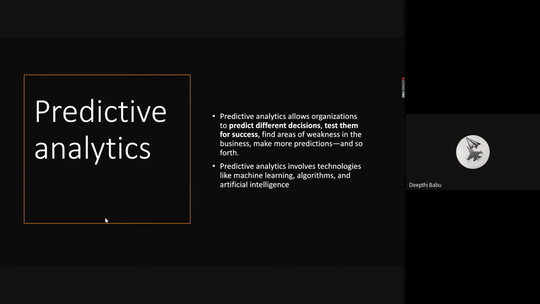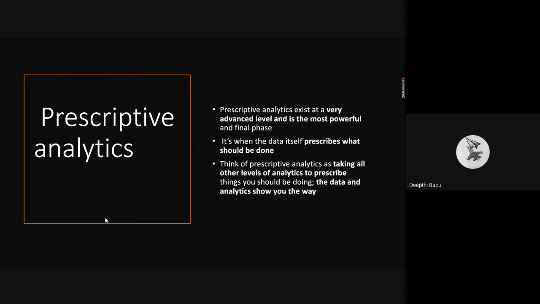Like for example, I'm just giving the past data and asking for the new data point. But in prescriptive, the whole new data set is going to predict on its own. So basically, how will you achieve that? All the steps from the start you saw, all the levels of your predictive analytics, you're going to combine that and produce prescriptive analytics, which is the most powerful and the final phase.